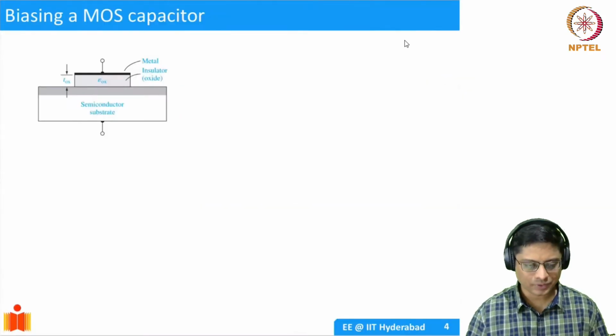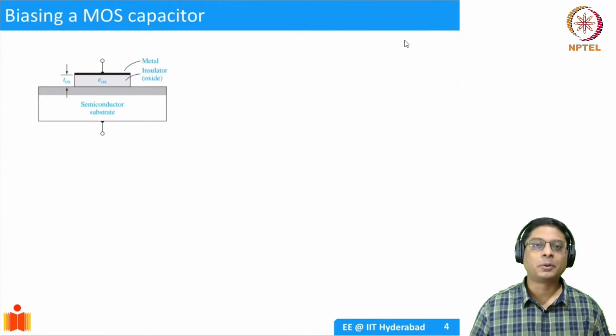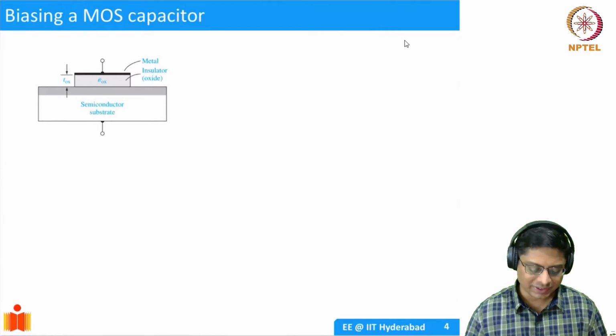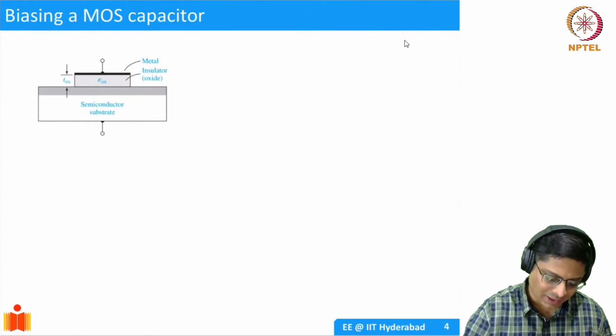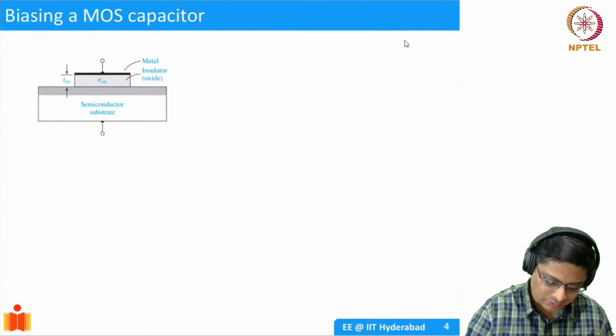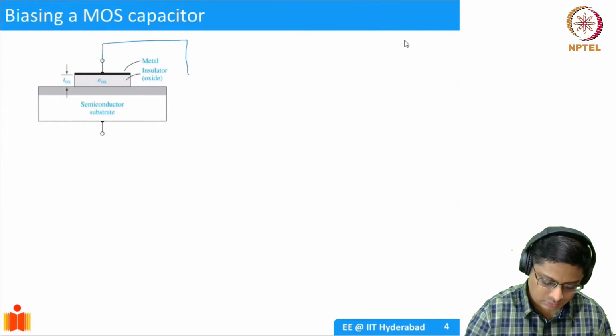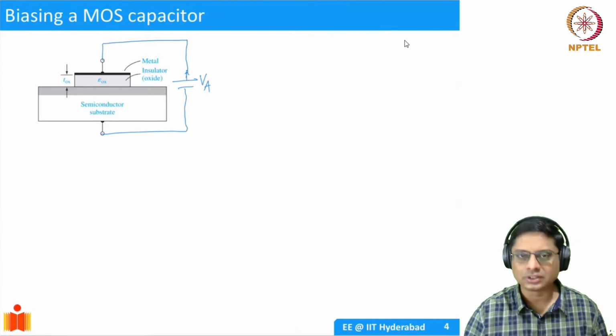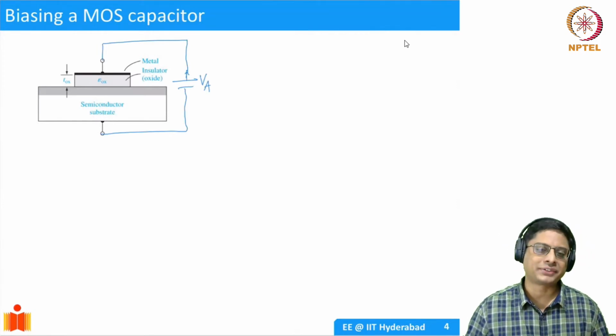Welcome back. So we were talking about MOS capacitors. We understood what the physical structure of a MOS capacitor is. Now let us see what happens when you apply voltage to a MOS capacitor. For that, I'll take this MOS capacitor and let's say I connect it to a battery. I'll apply some voltage. Let's call it VA. So what happens in this case?